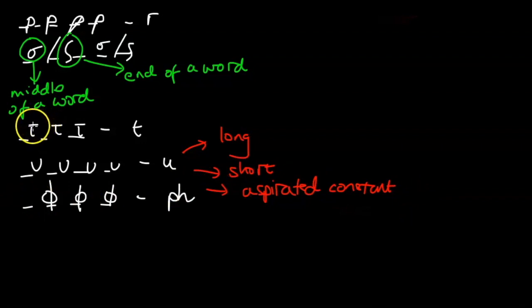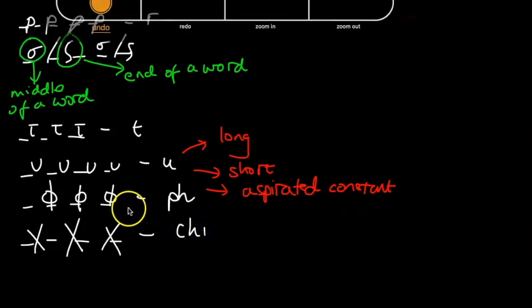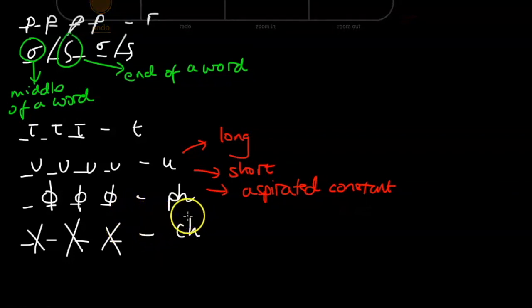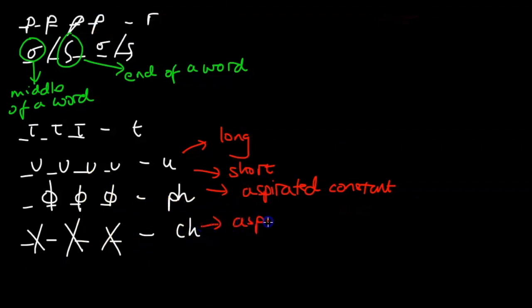After phi we have chi. Another aspirated consonant. And the English equivalent is kh, so it's pronounced like a k, but again, aspirated. Write that in. Aspirated.